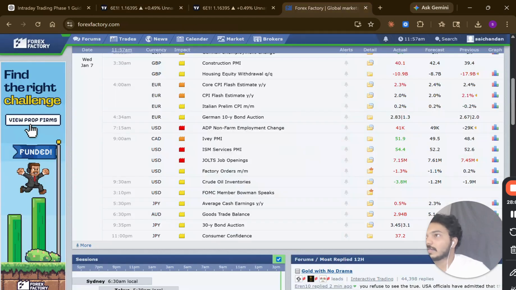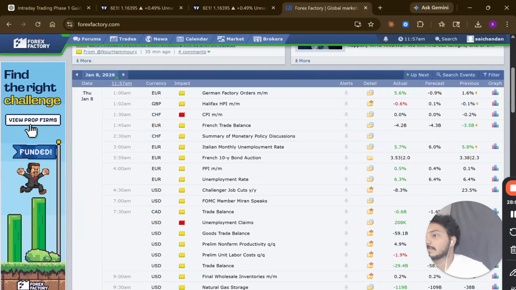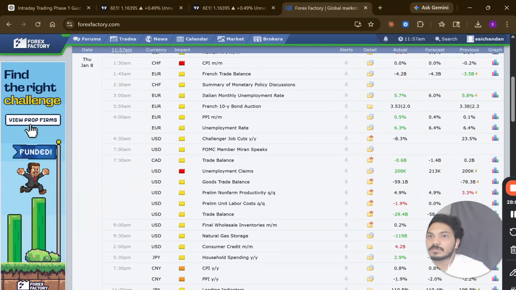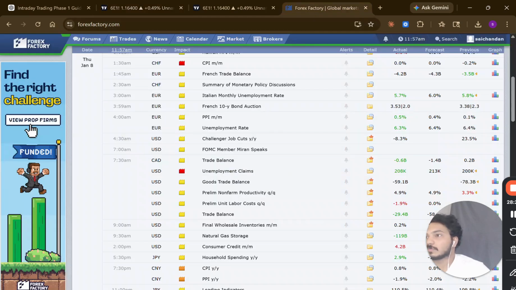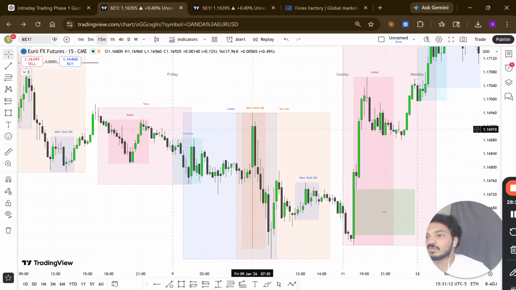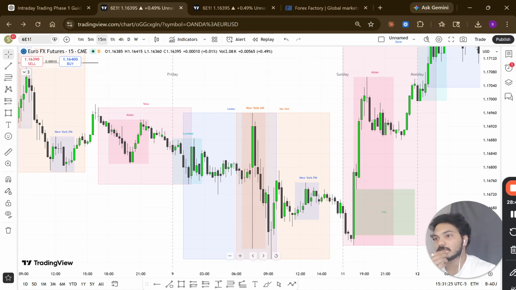let's see if we had any news. Jan 8th, we see some good news for USD. New York Open. So when the news came in, you see this huge candle. So we avoid trading before and after 15 to 30 minutes after the news rolls out, because there's too much volatility, and it continued its move down towards the next week.